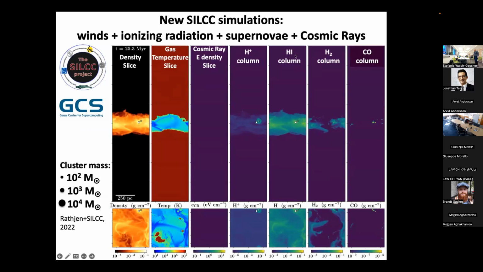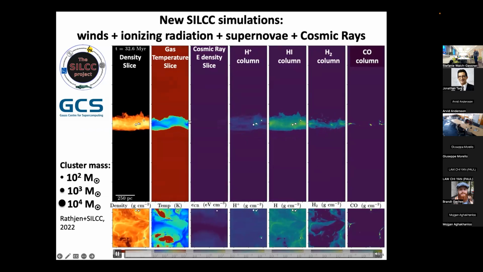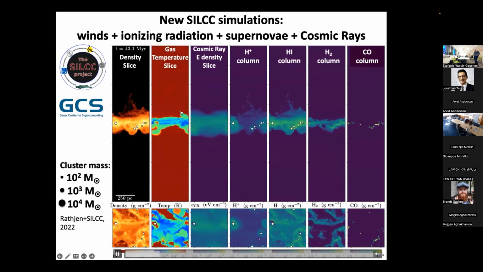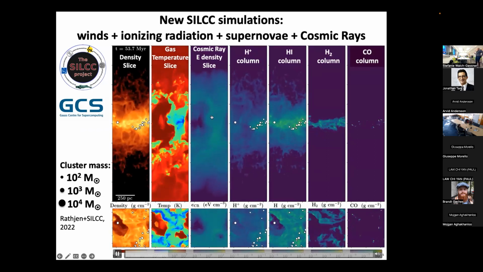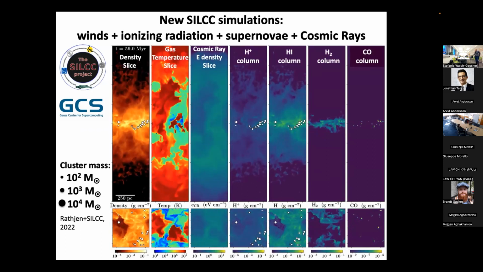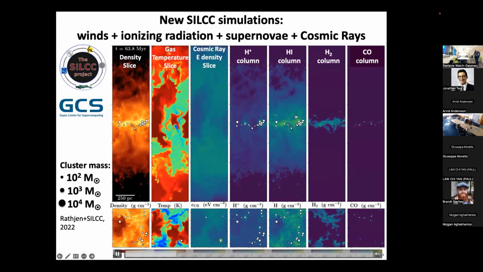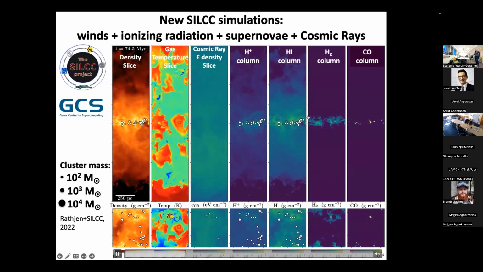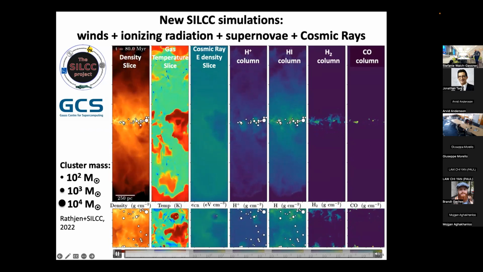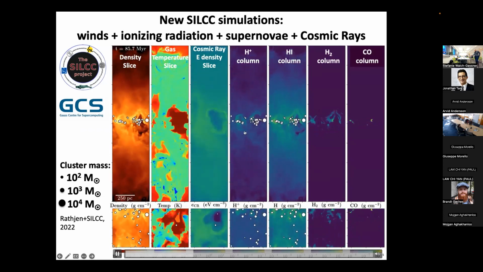Sorry, this is jumping a little bit, my mouse. So here, basically, we have a density slice, temperature slice, and the cosmic ray energy density. We inject cosmic rays with supernovae. 10% of our supernova energy goes into cosmic rays. We have a chemistry network, so it's a small network, but we can follow the formation of molecular hydrogen. We also have atomic hydrogen and ionized hydrogen.